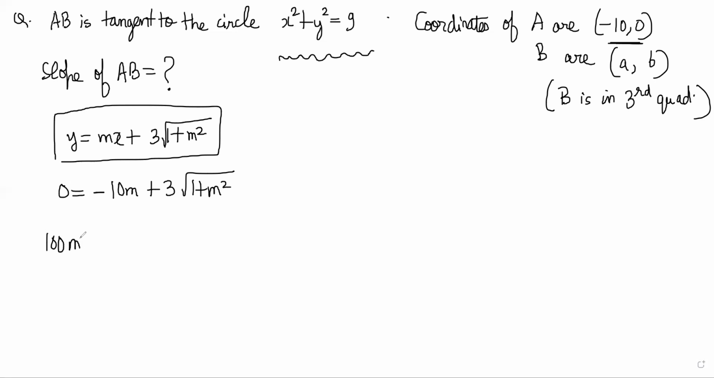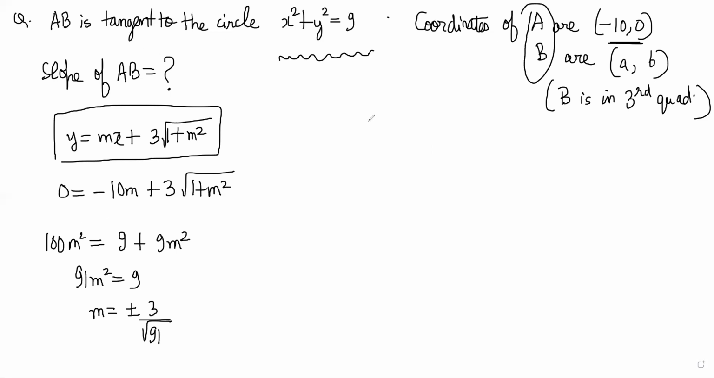So you'll get 100m square is equal to 9 plus 9m square. You'll get 91m square is equal to 9. So m will be equal to plus minus 3 by root 91, right? So slope of AB will be that only, 3 by root 91. Nothing else to do. AB is a line that is tangent, so the slope of the line is being asked. It should be the negative one, right? You have to think about that.